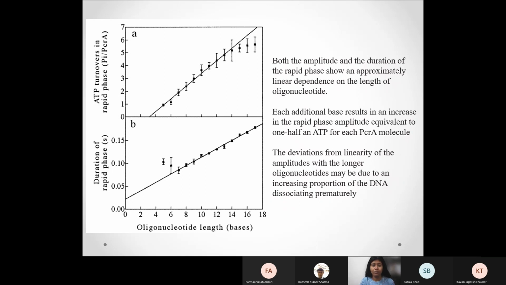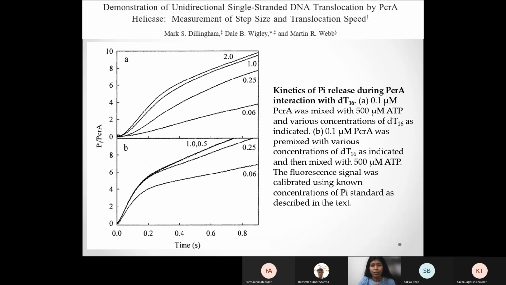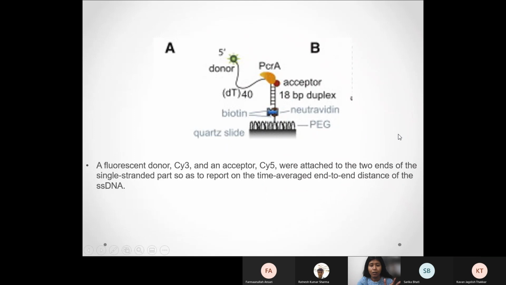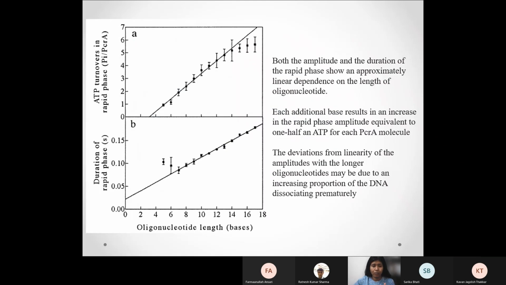Okay, here is another interesting observation. From similar kinds of experiments, they have now moved a little further. What they did here is that they took dT16. What if you change the 16 to different sizes of single-stranded DNA? You can make it 18, 16, 14, 12, different sizes of these single-stranded oligonucleotide stretches.